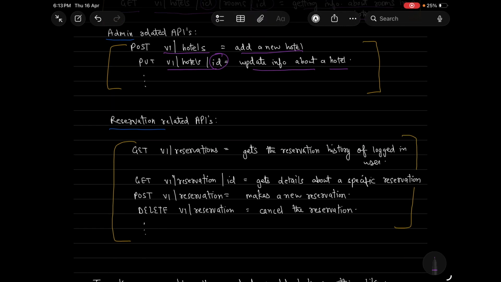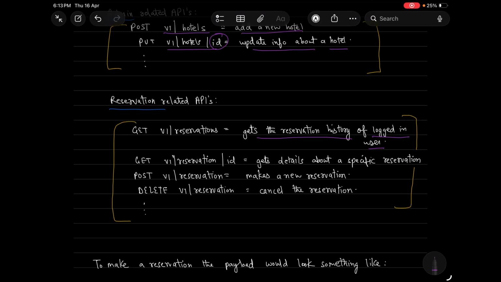Then we need reservation related APIs. We need get v1/reservations. This gets the reservation history of the logged in user. Then we can have get v1/reservation/id. This gets details about a specific reservation for the logged in user based on this reservation ID. Post of v1/reservation, this is when a user makes a new reservation. Delete v1/reservation, this is when the user cancels their reservation.